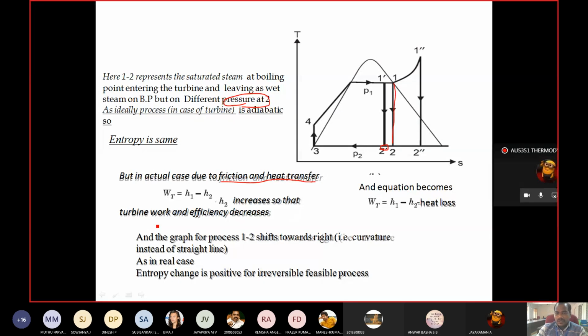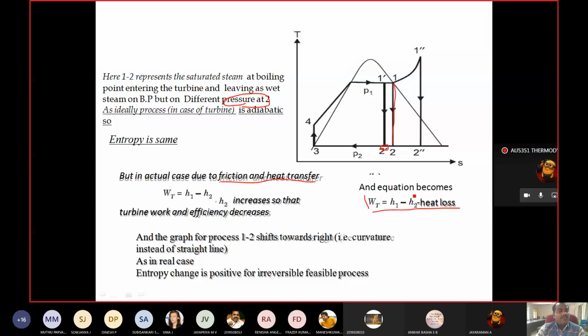So if we consider these two parameters, friction and heat transfer, we have to add that heat loss also in the whole work done produced by the turbine. So W turbine will be H1 minus H2, and we have to neglect that heat loss also.